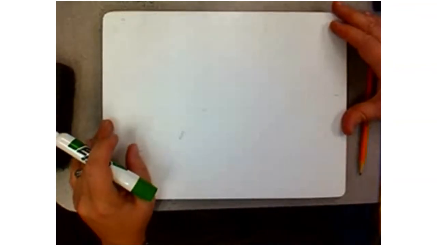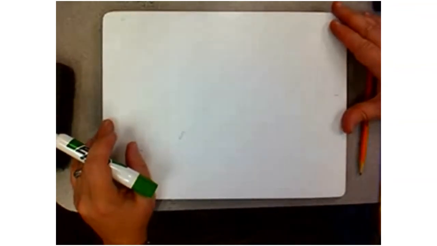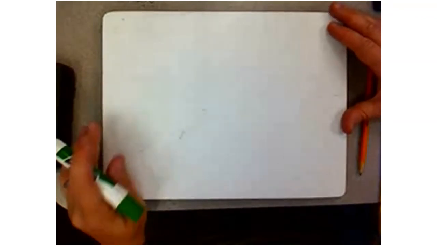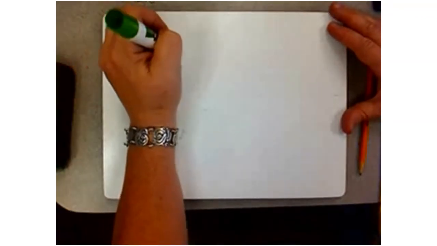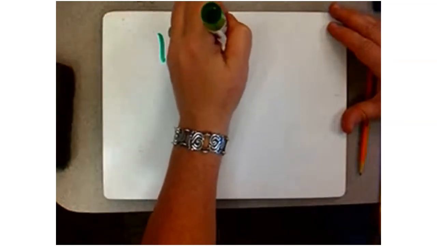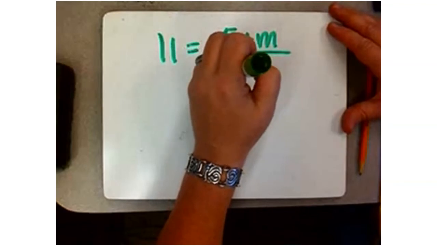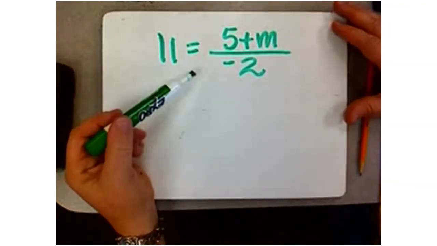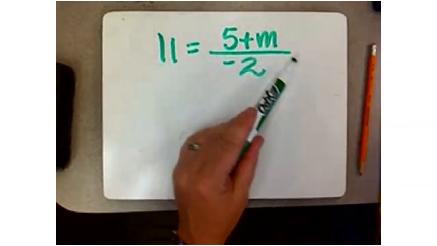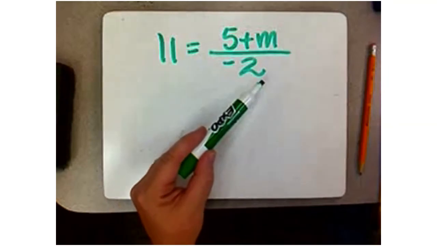Okay, now let me show you another one that looks a little crazy, and I'll do it for you first, and then we'll practice a couple of them. 11 equals 5 plus m all over negative 2.